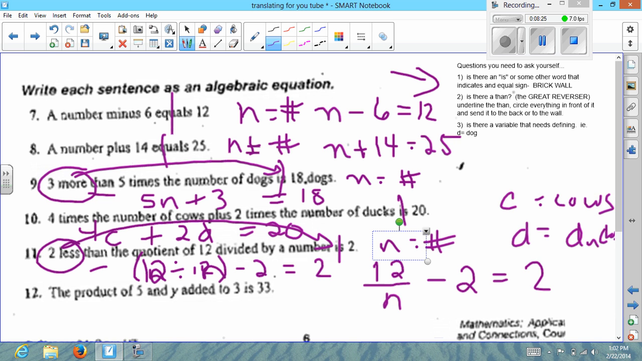And the last one, is there an is? Yes. Is there a then? No. Is there a variable that needs defining? No, because in this problem, the y is just y. So starting left to right, the product of 5 and y, so 5y added to 3 equals 33.